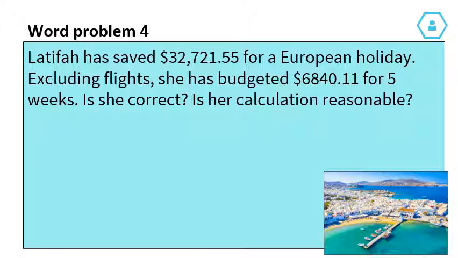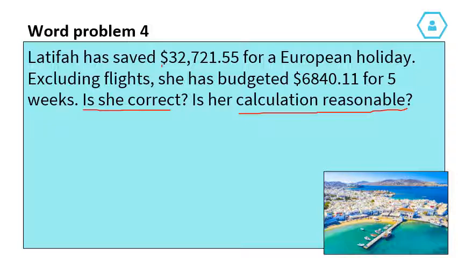Okay, and our last word problem for today. Latifa has saved $32,721.55 for a European holiday. Excluding flights, she's budgeted $6,840.11 for 5 weeks. So again, we've got 2 questions here. Is she correct? And is her calculation reasonable?